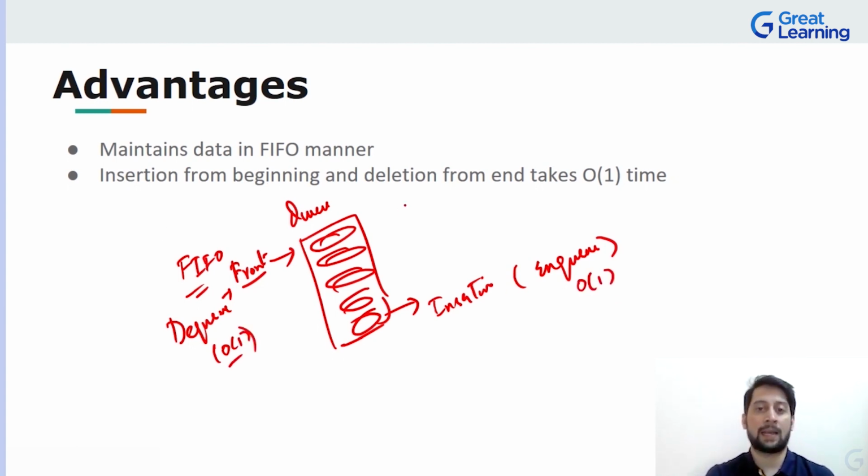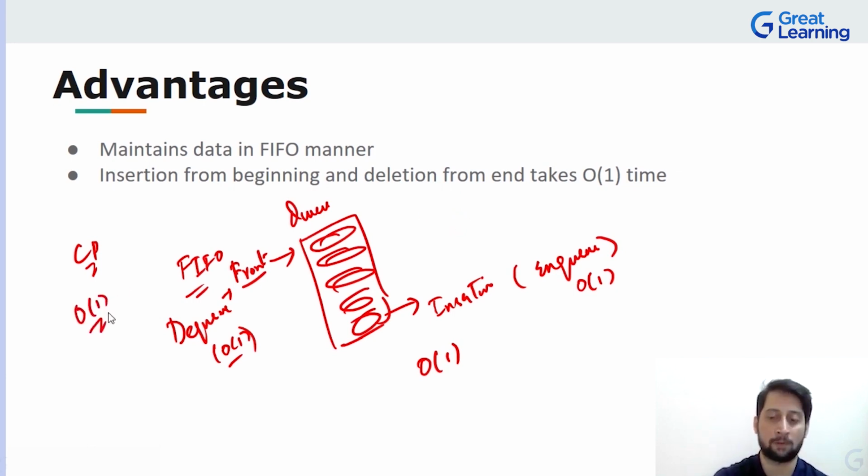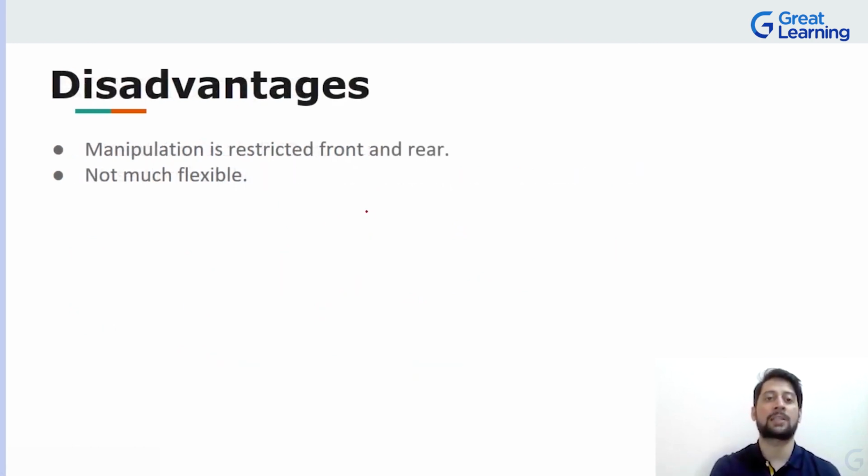The insertion and deletion take a constant amount of time. Plus, if we want to do peek first, peek last, all these operations are performed in a constant amount of time. And this is the most widely used data structure when we talk about CP, that is competitive programming. It is most commonly used because of these features, that all the operations like insertion, deletion, peek first, peek last, enqueue, dequeue are performed in a constant amount of time. Now let's talk about disadvantages.